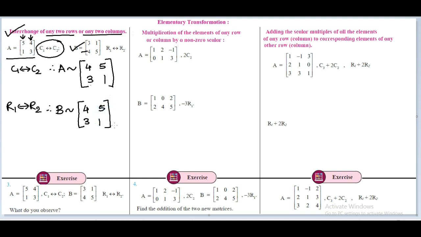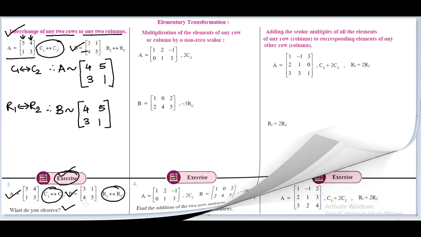This is the basic operation that we have to keep in mind. Now next thing, we have a question from the exercise, that is the first exercise, where we are given a matrix A, we are given the matrix B, we have to do the operation. This operation I have done for you above. Now you have to answer this question, that what do you observe? That is the homework for you.